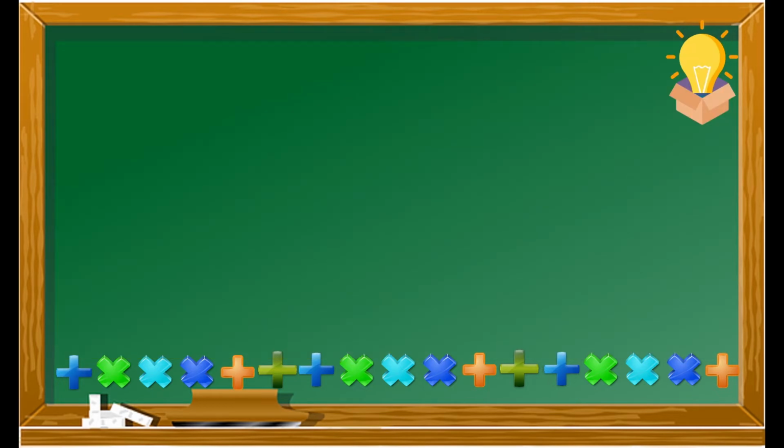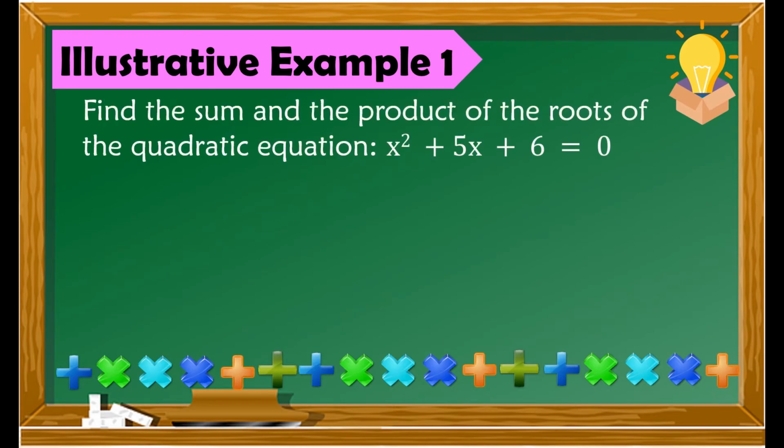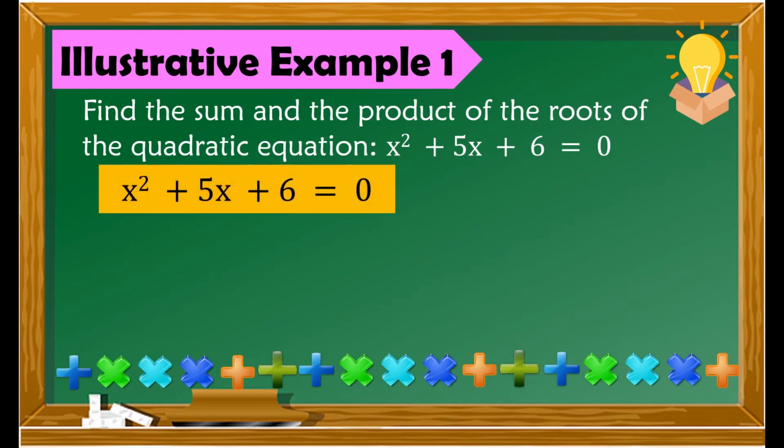Illustrative example number 1. Find the sum and products of the roots of quadratic equation x squared plus 5x plus 6 is equal to 0. First thing to do is, of course, to check if that is already in standard form. Then, let's identify the value of A, B, and C. So, your A is 1, your B is 5, your C is 6.